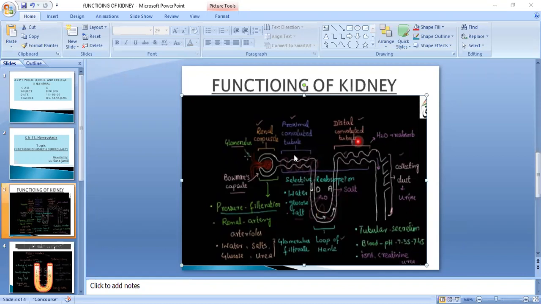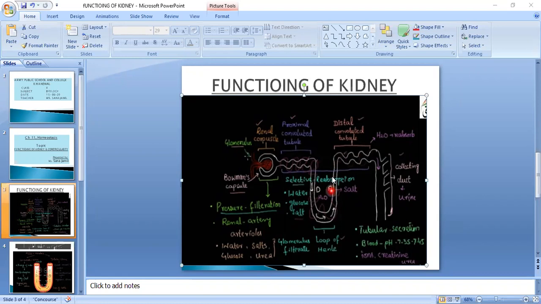Fine. In this step, that is the selective reabsorption, this heading is given, and here this line is drawn, which is showing that the selective reabsorption will take place in renal tubules. And do you know, students, that 99% of the glomerular filtrate is reabsorbed into the blood capillaries surrounding renal tubules. It means 99% of the glomerular filtrate gets reabsorbed here.